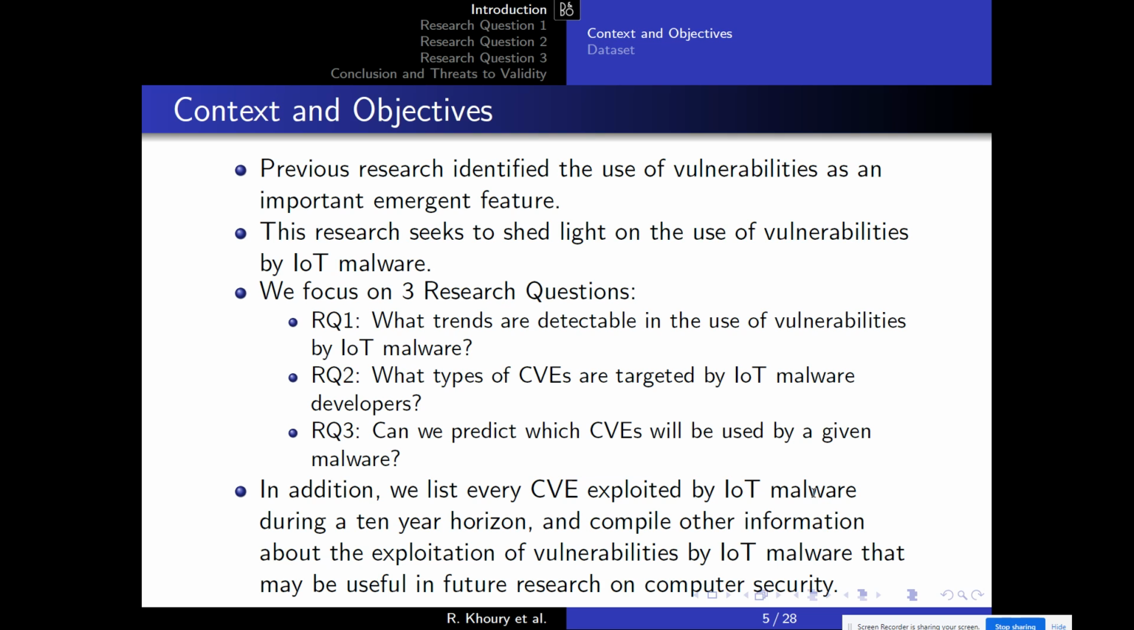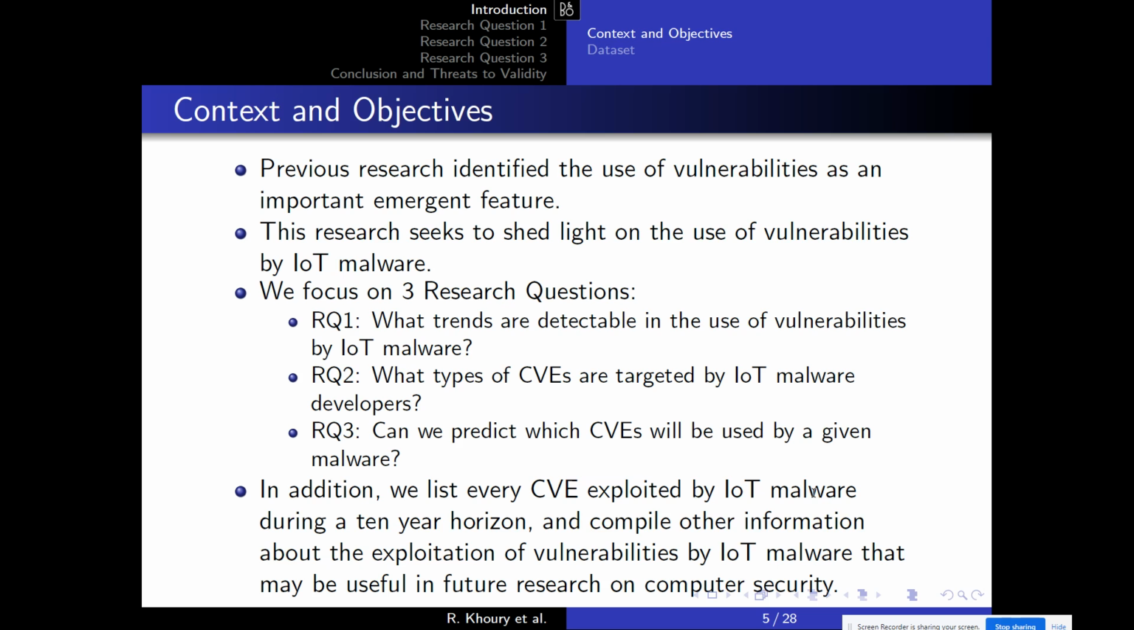We will distinguish between two types of vulnerabilities. One type is CVEs. These are vulnerabilities that are documented and logged in the database called the National Vulnerability Database. The other type are vulnerabilities that are not in that database, so they're non-CVE vulnerabilities. That's the language we will use in this study.